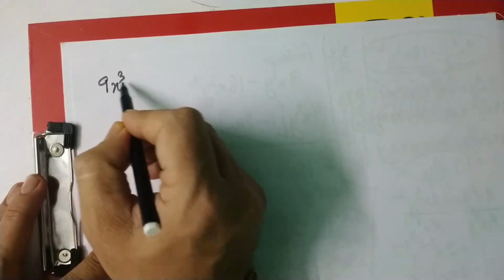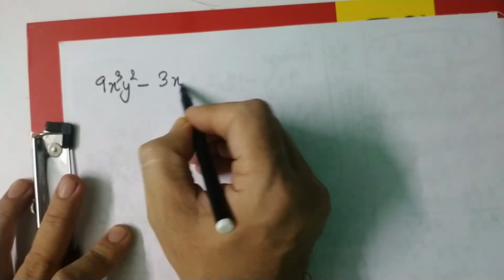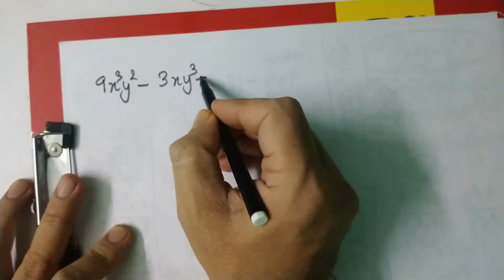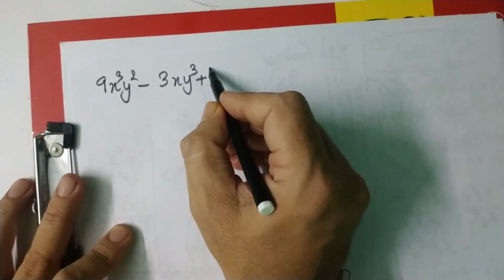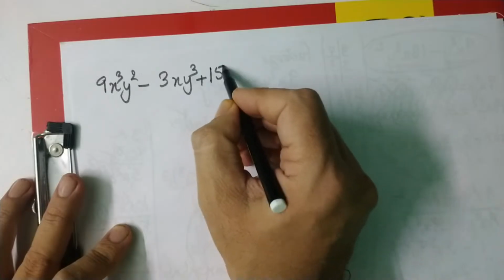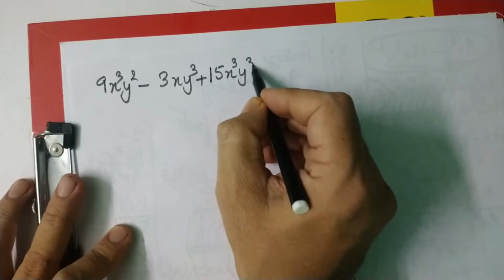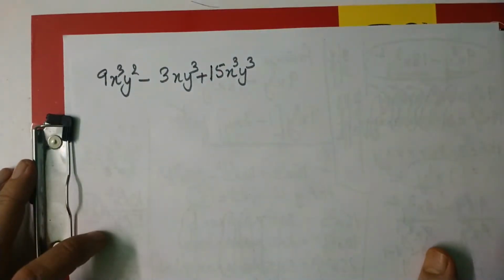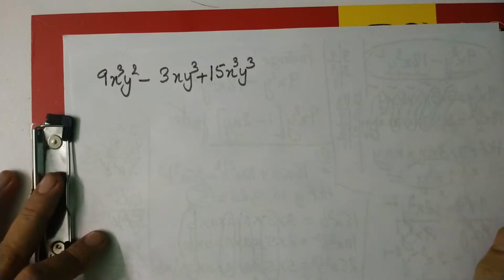9x cube y square minus 3xy cube plus 15x cube y cube. So this is a question for you. So note down this question and try to solve it in the same way which I have given.